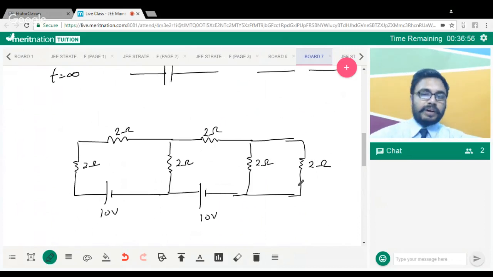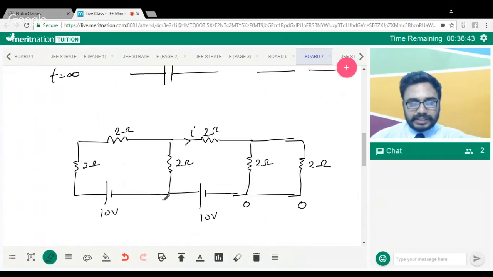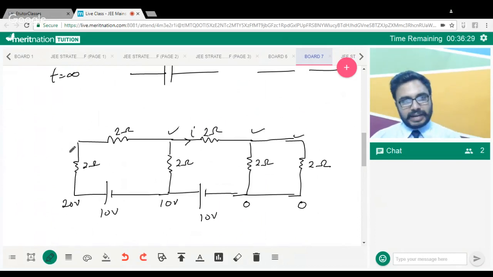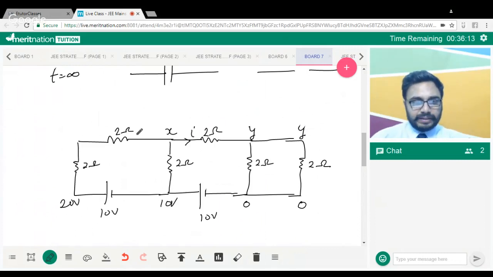Then we need to find out the current, this I current. How to find that out? First we'll assume somewhere the potential is 0. If potential is 0 here, then I will say 0 here, then 10 volt here, 20 volt here, but I don't know what the potential is at these points. So for that I will assume x here, y here. If this is y, this is also y. Let's say z here.